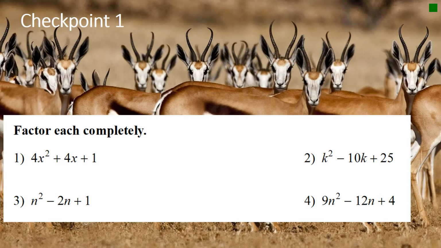There's checkpoint 1, factor completely. Guys, this is going to take you a little bit of time. Please do not come back without having at least the big X done and rewritten it, okay? Let's get big X's and get them rewritten. And if you get stuck after that, we'll go over it in class. But let's try to get the big X's done.